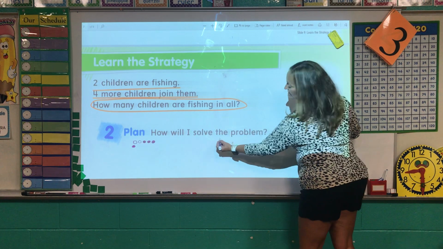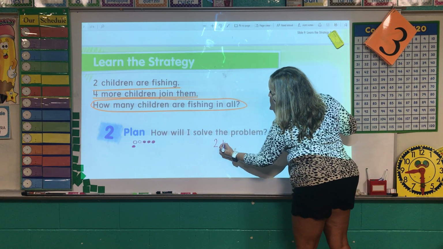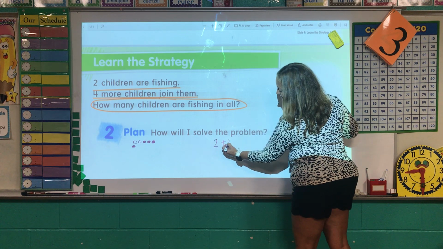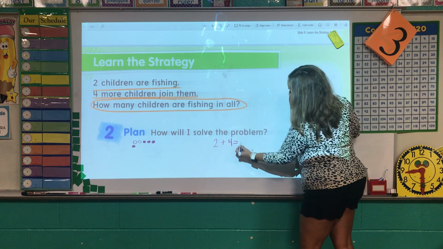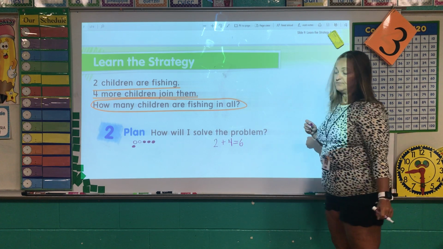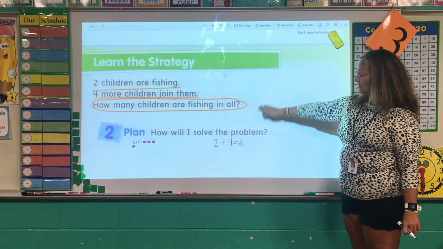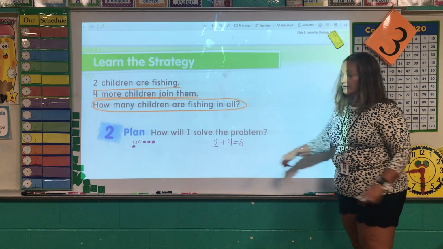My first part, there's 2. And my second part, there's 4. When I put them together, they equal, or they give me a total of 6. How many children are fishing in all? There are 6 children fishing in all.